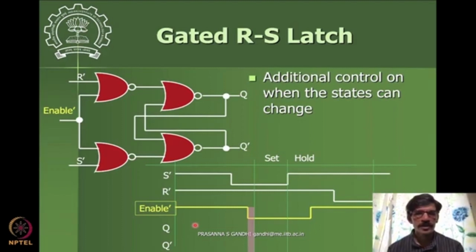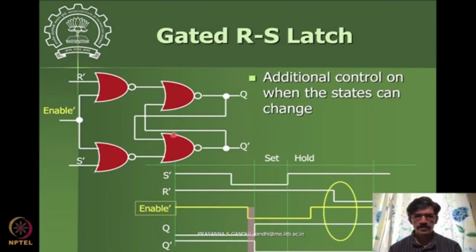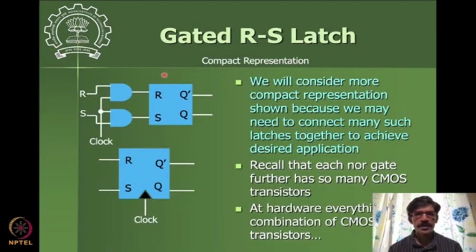There are some additional controls one can introduce now to enable or disable this flip-flop, so that the changes will happen only when it is enabled. Then one can add further the gated RS flip-flop, where you introduce a clock in the circuit, so that the changes will take place only when the clock pulse is positive.